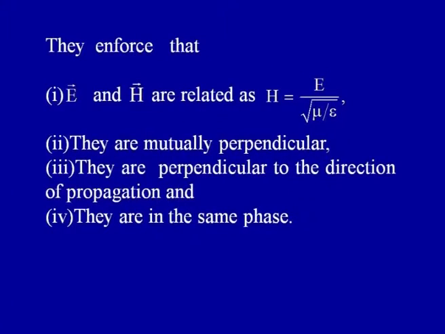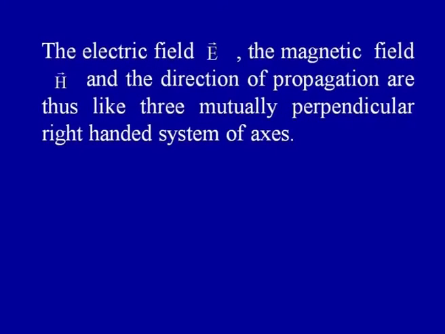Number 3, they are perpendicular to the direction of propagation, that is if the wave is propagating along the z direction, they are perpendicular to the z axis, that is they are in the xy plane. And number 4, they are in the same phase, E and H are in the same phase. The electric field E, the magnetic field H, and the direction of propagation are thus like 3 mutually perpendicular right-handed system of axes x, y, z.